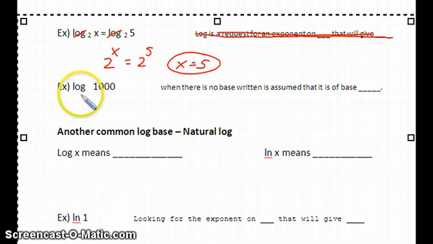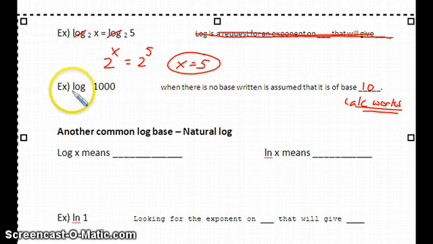Look at this next one. This one doesn't have a base. Notice this just says log of 1,000. When there is no base, it's assumed to be base 10. And this is how your calculator works. Your calculator works in base 10. So if you were to type in your calculator log of 1,000, your calculator would give you a 3.